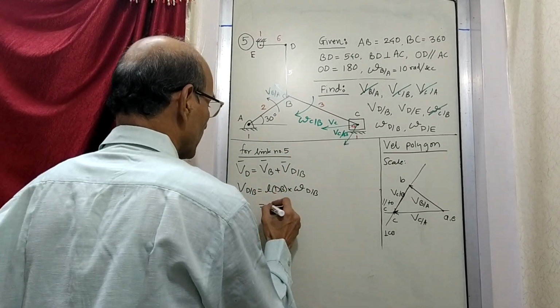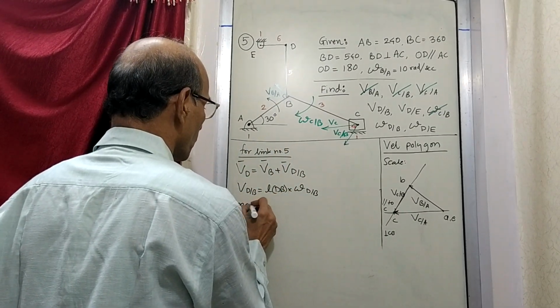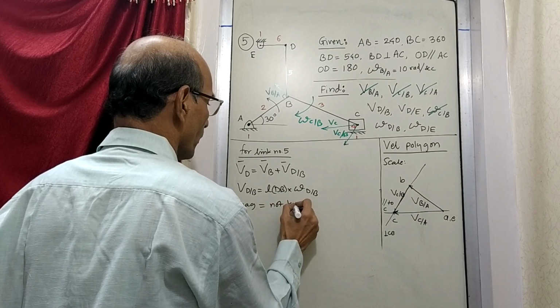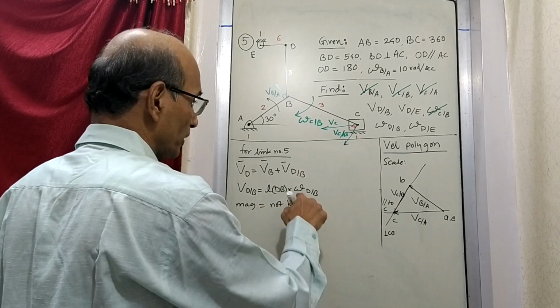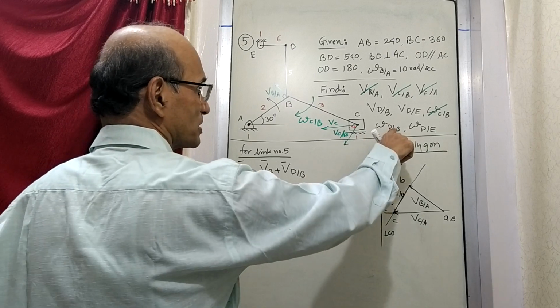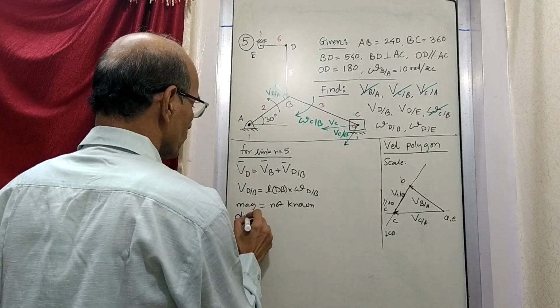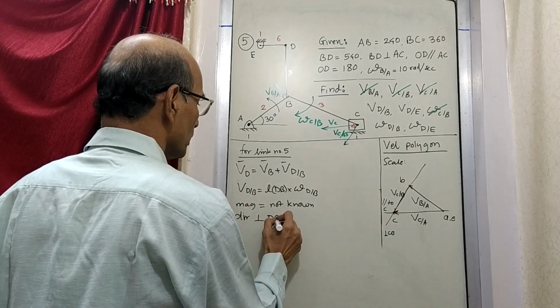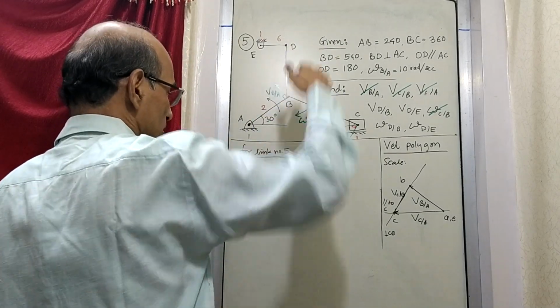Now here, direction and magnitude we don't know. Why we don't know magnitude? Because omega is not known, it is asked. But the direction, we can say it is perpendicular to the link DB, like this.